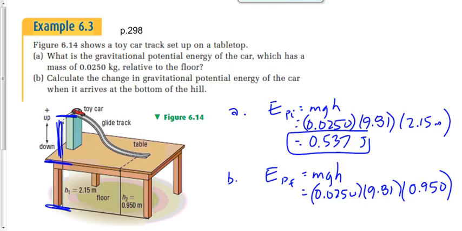Now, we said that you can pick whatever frame of reference you want, whatever reference point that you want here. If we're going with the reference point of the floor in question A, then we've got to go with the same reference point in question B, right? I said you can pick whatever you want, but only to a certain degree. If you're going to subtract two numbers, you've got to use the same reference point for both of them. So let's get that number. Who's got the value of Ep final there? 0.025 times 9.81 times 0.95. Anybody else get that? 0.233? Thank you.